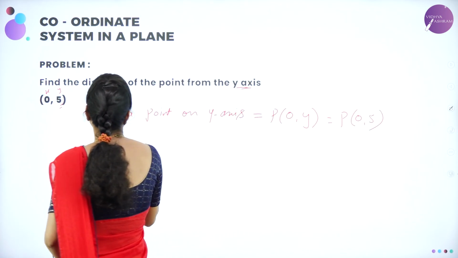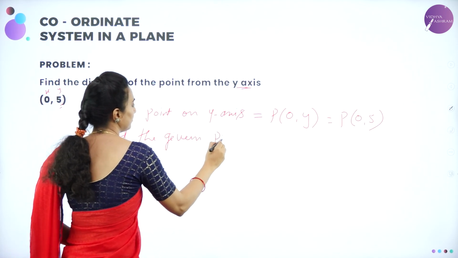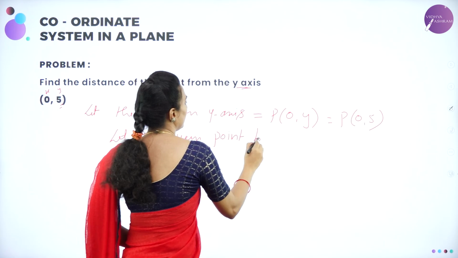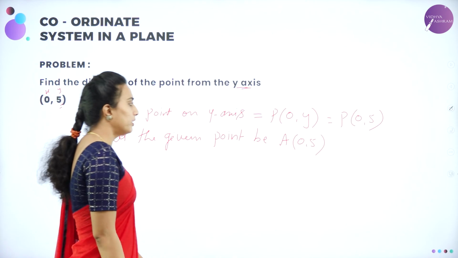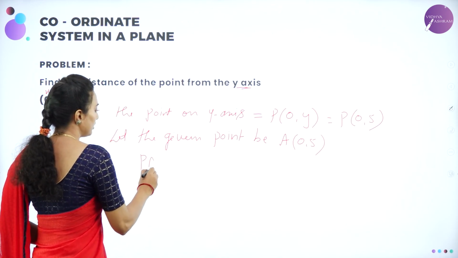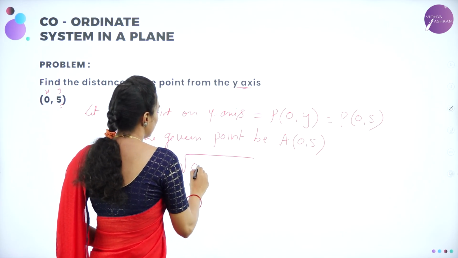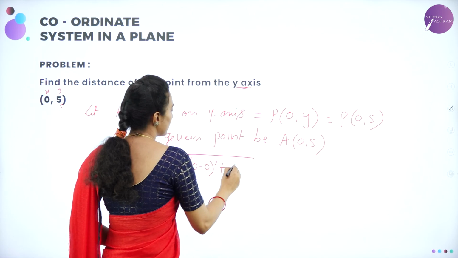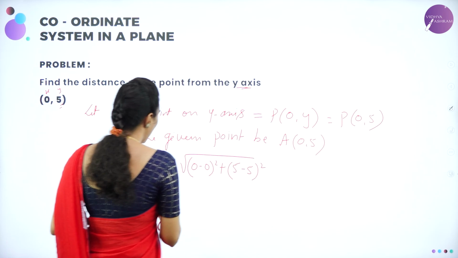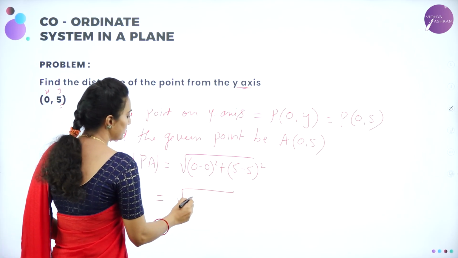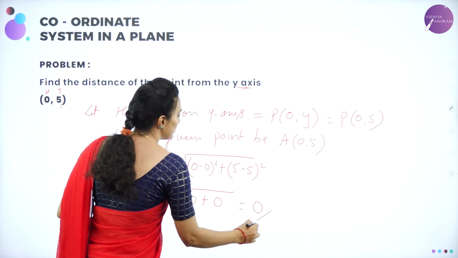So let the given point be A of 0 comma 5. So what will it become? The distance between P and A, so modulus of PA will be equal to square root of (0 minus 0) whole squared plus (5 minus 5) whole squared. So the answer will be 0 squared is 0 plus 5 minus 5 is 0 squared. The answer will be equal to 0.